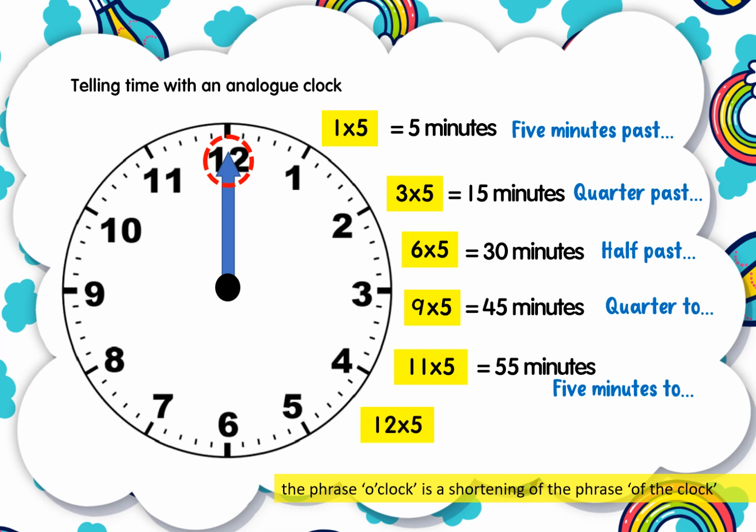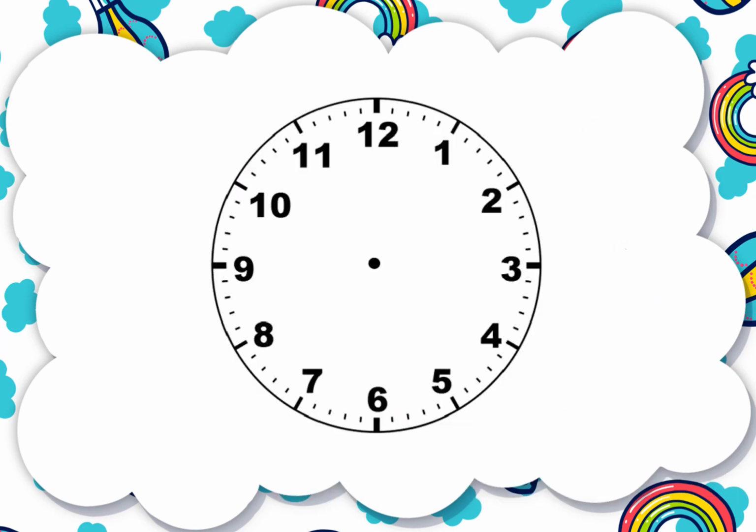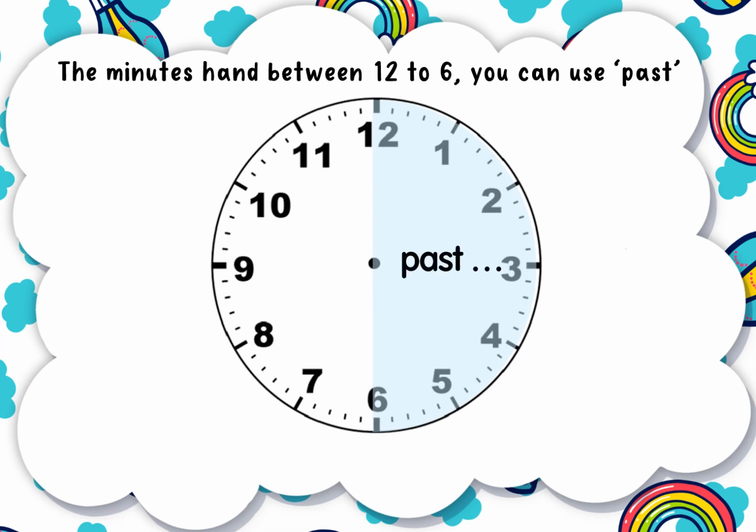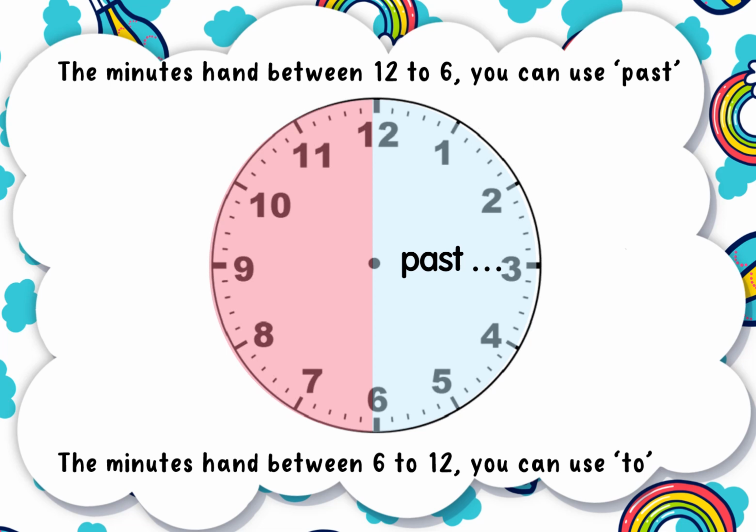When the minute hand points to number 12, 12 times 5 equals 60 minutes, or we begin from 0 minutes. When we say the time, it begins with o'clock. The phrase o'clock is a shortening of the phrase "of the clock." Remember, when the minute hand is between 12 and 6 on the right, you can use the word past. When the minute hand is between 6 and 12 on the left, we use to to say the time.